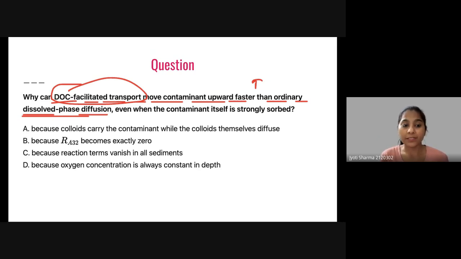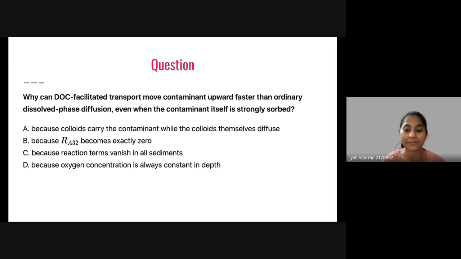So here the thing is, you have a solid, and on that solid you have contaminant. If this solid is colloidal in nature, it will carry the contaminant, and the movement is faster than the pore water, which itself has some contaminant and will diffuse. That's how it will transport. But if you have colloid, it can move, and that's how there is the faster upward movement due to DOC. So A will be your right answer.